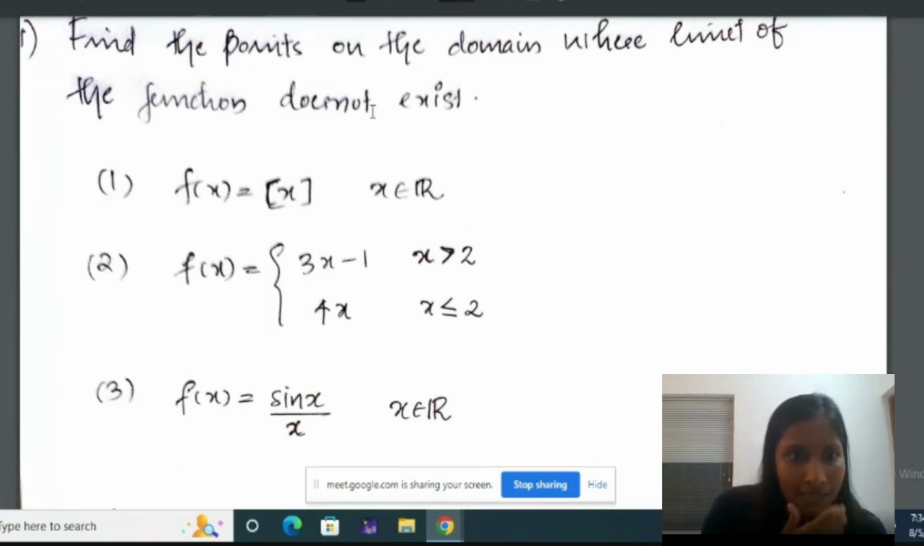Okay. f of x equals the greatest integer function. Yeah. At integer points, its limit does not exist. Okay. We can just go to the solutions. Before that, the second question and third question. Can anyone answer the second one and third one? Second one.